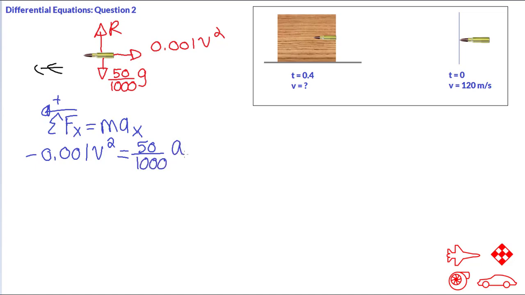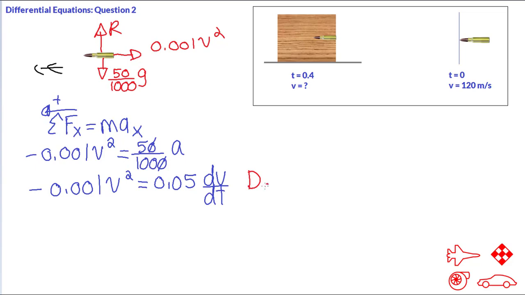multiplied by acceleration. Now we always change acceleration to dv over dt since we're looking for the velocity against time in this problem. So minus 0.001 v squared equals, now this is going to cancel with this, so we're going to have 50 divided by 1000, which is 0.05, times dv over dt. So that is the differential equation. It's the equation that describes the motion of the system with respect to time.